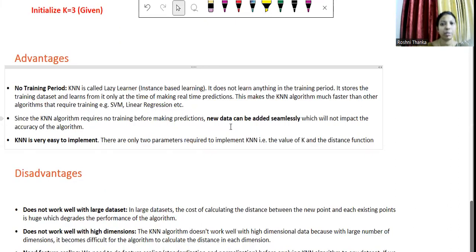Which will not impact the accuracy of the data. We can keep on adding data since it is not doing anything in the training period. And KNN is very easy to implement also, because here we want only two parameters to be calculated. One is the k value, and the next thing we want to calculate is the distance. So it is very easy to implement. So these are the advantages of the KNN algorithm.